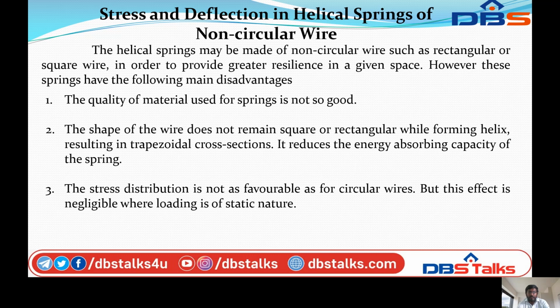The quality of material used for springs is not so good. The shape of the wire does not remain square or rectangle while forming the helix, resulting in trapezoidal cross sections. It reduces the energy absorbing capacity of the spring. The stress distribution is not as favorable as for circular wires, but this effect is negligible where loading is of static nature.